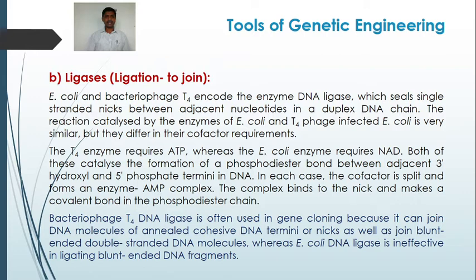Bacteriophage T4 DNA ligase is often used in gene cloning because it can join DNA molecules with annealed cohesive termini or nicks, as well as join blunt-ended double-stranded DNA molecules. Whereas E. coli DNA ligase is ineffective in ligating blunt-ended DNA fragments.